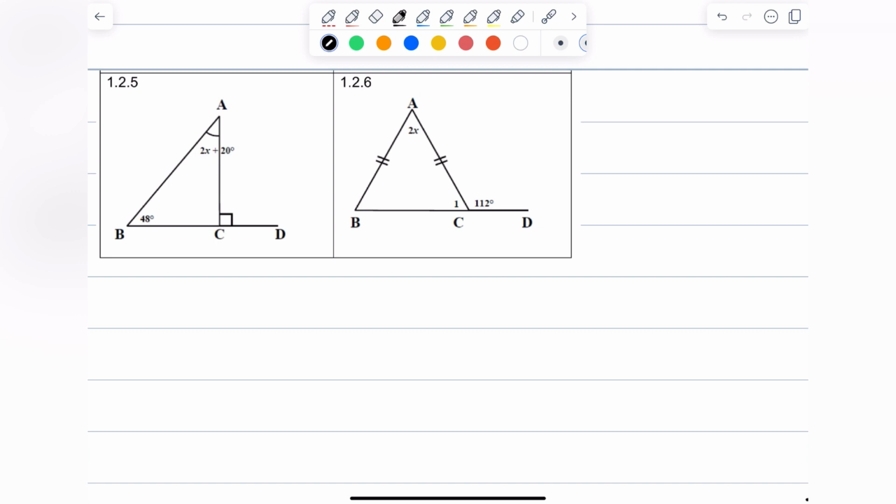And we are back with 1.2.5, still busy with the geometry math tutorial in preparation for our November 2023 Paper 2.